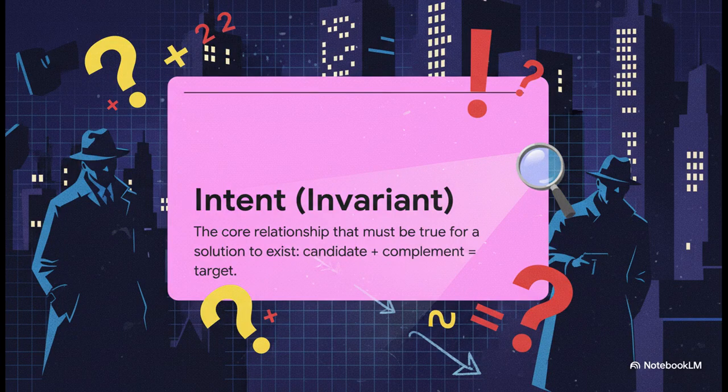Now here's the crucial part. It's all about how we frame the problem. Instead of just blindly searching for any old pair of numbers, the detective defines the core relationship that must be true for a solution to even exist. We call this the intent. So for any number we look at, let's call it our candidate, we know exactly what its partner, the complement, has to be to equal that target.